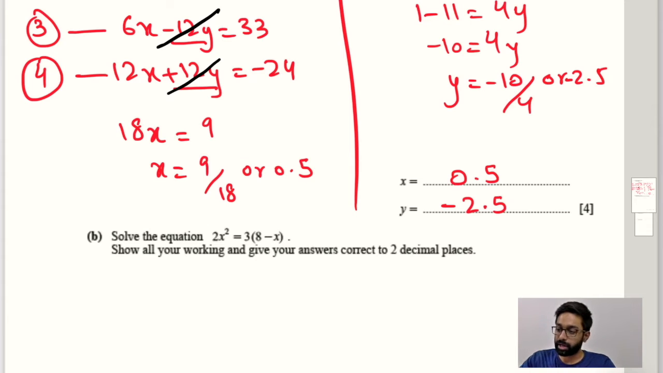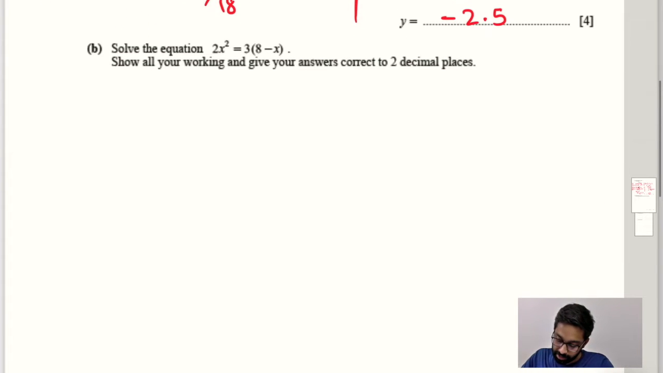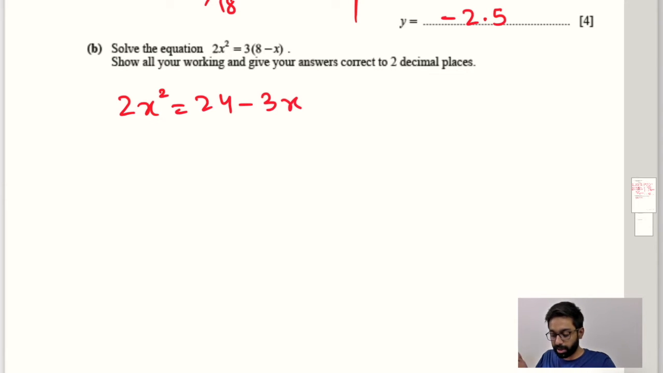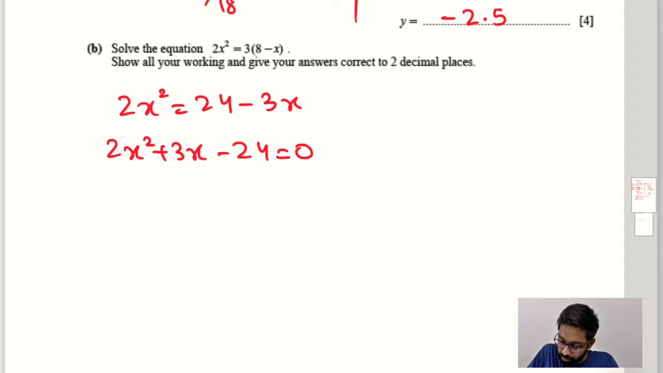Okay, let's move on to the next part. The next part says solve the equation 2x squared equals 3, and then inside the brackets you have 8 minus x. Show all your working and give your answers correct to 2 decimal places. In order to solve this equation, we need to first open this equation up. When you open this equation up, you get 2x squared equals 24 minus 3x. Then I bring everything to the left hand side so that I have a normal equation which gives me 2x squared plus 3x minus 24 equals 0.